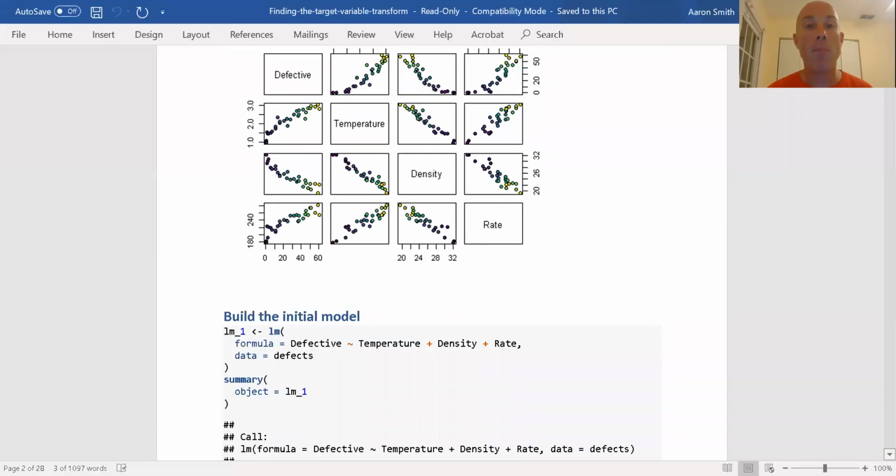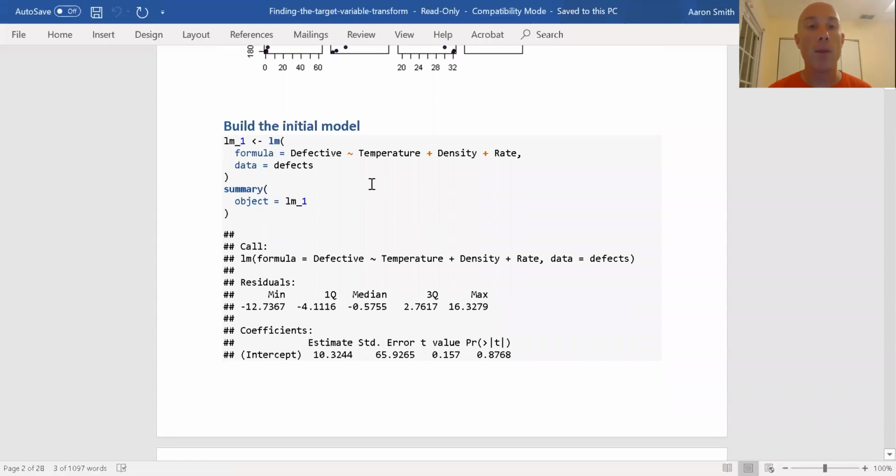Okay, so let's go ahead and build the vanilla model. And I'm going to change this to vanilla instead of initial.